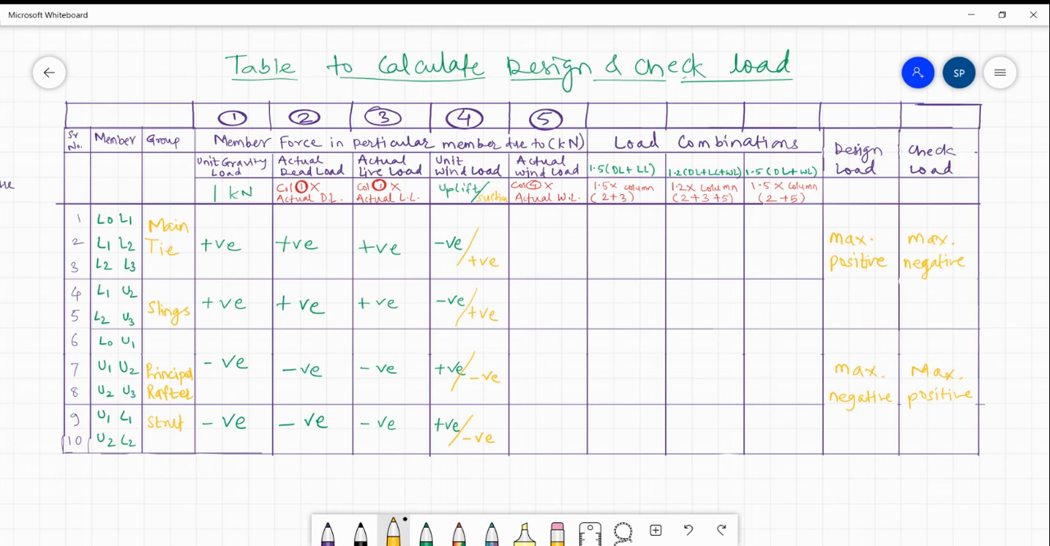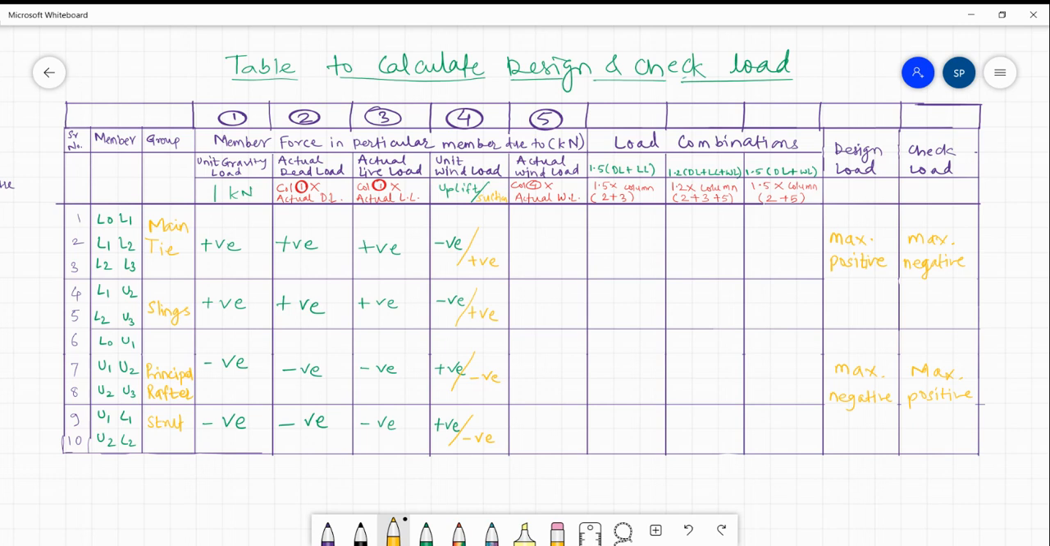Now once you are ready with these 5 columns of the table, the latter phase is to go for load combinations. There are several load combinations, but as far as the syllabus of design of steel structures at graduation level is concerned, these 3 load combinations will be preferred, and these are taken from IS 875.